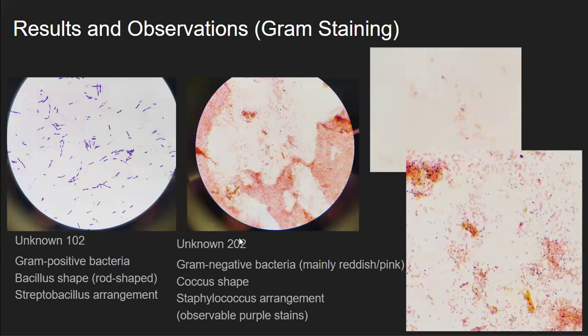For our unknowns, 102 is a gram-positive bacteria with rod-shaped cells and Streptobacillus arrangement. 202 is a gram-negative bacteria with a coccus shape and Staphylococcus arrangement, and some observable purple stains as well.